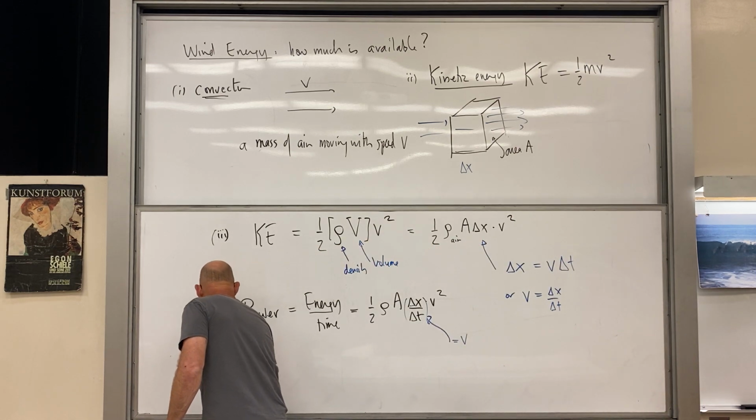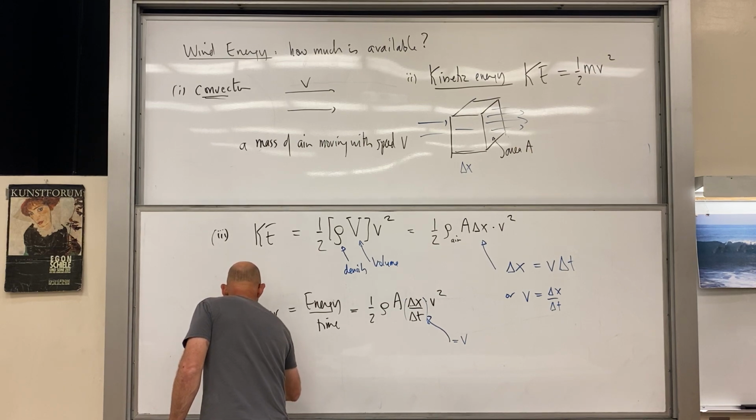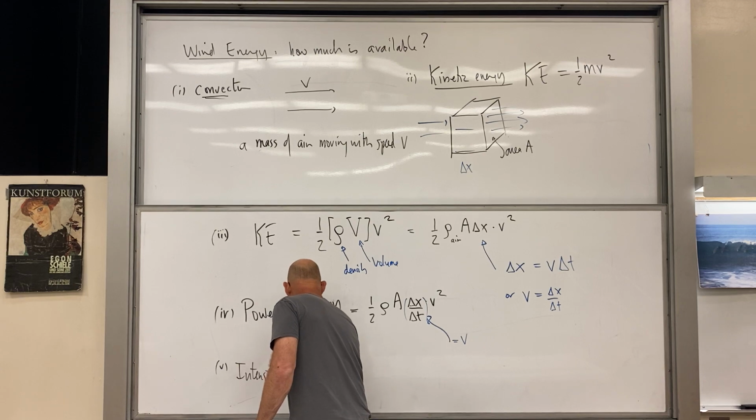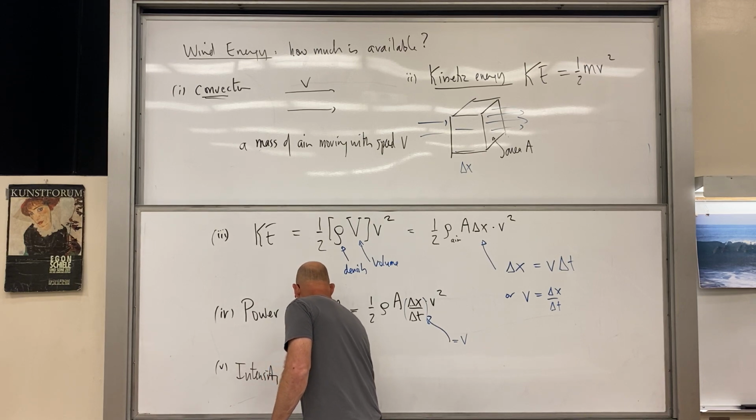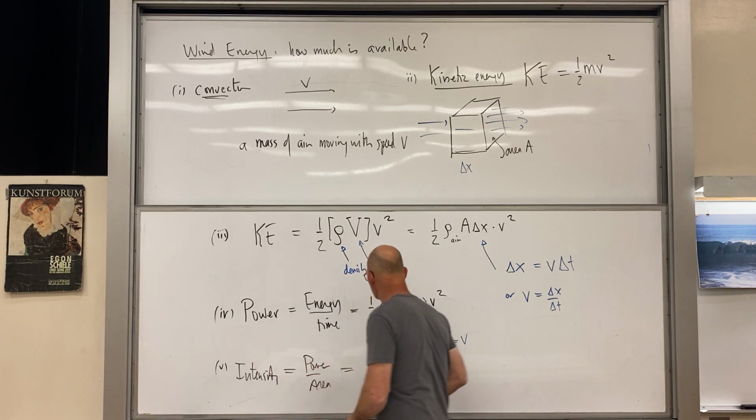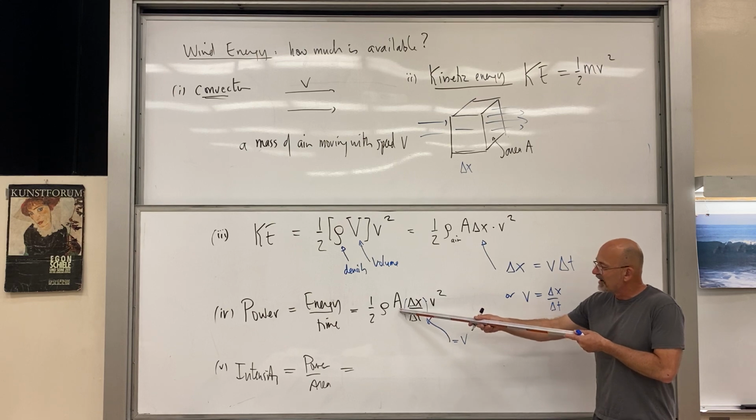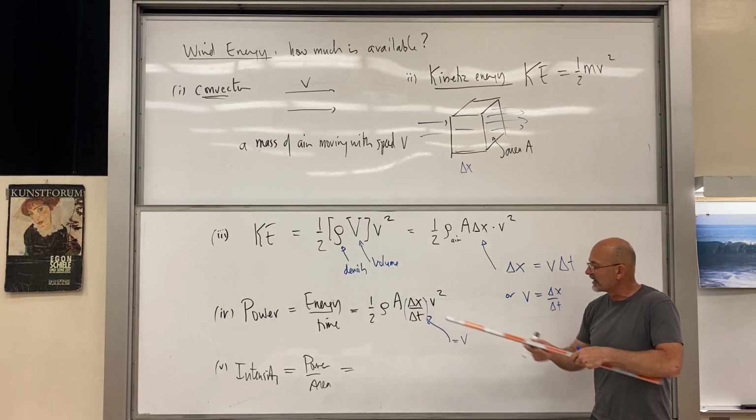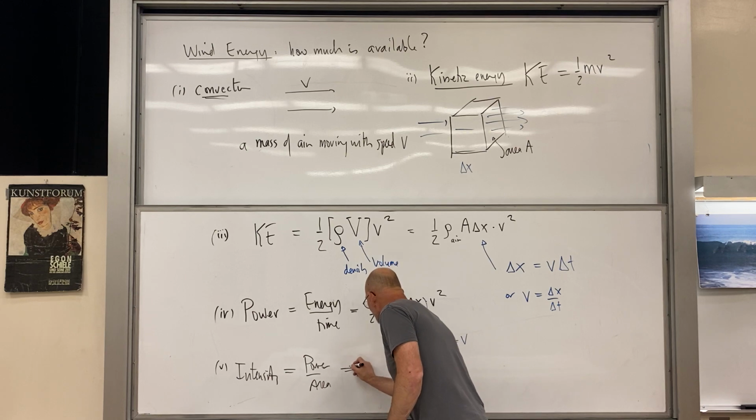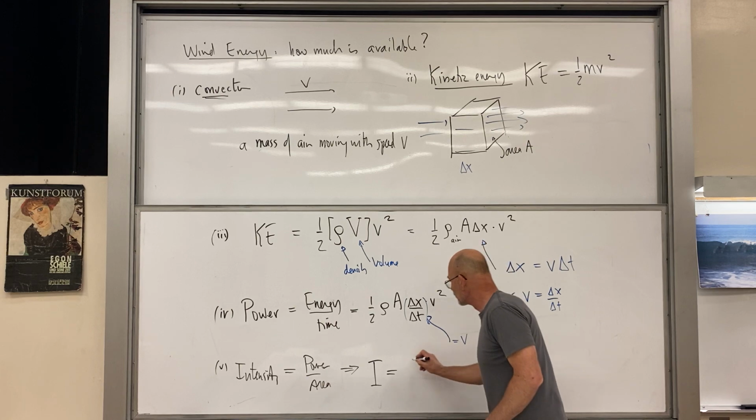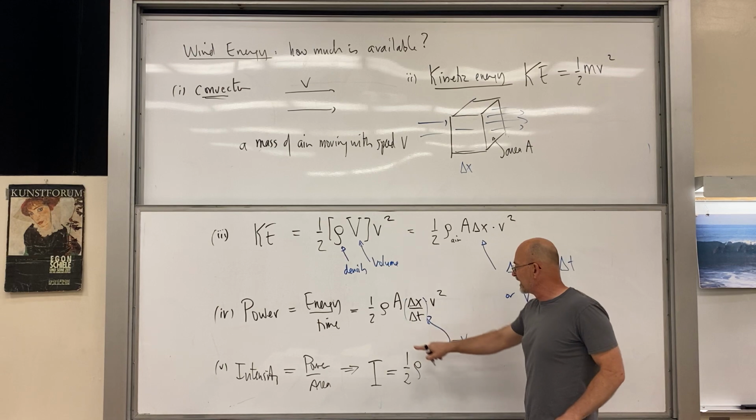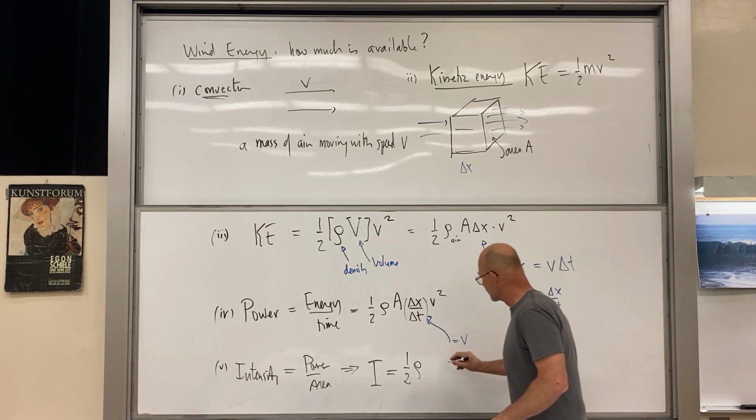So 5, intensity equals power per area equals, well, I already have my power here, I'm just going to divide by the area. Okay, so it cancels the area there, and I'm left with, I'll go ahead and write it out here, intensity I equals 1/2 density, so like I said, divide by A. This is v, and this is v squared, v cubed.